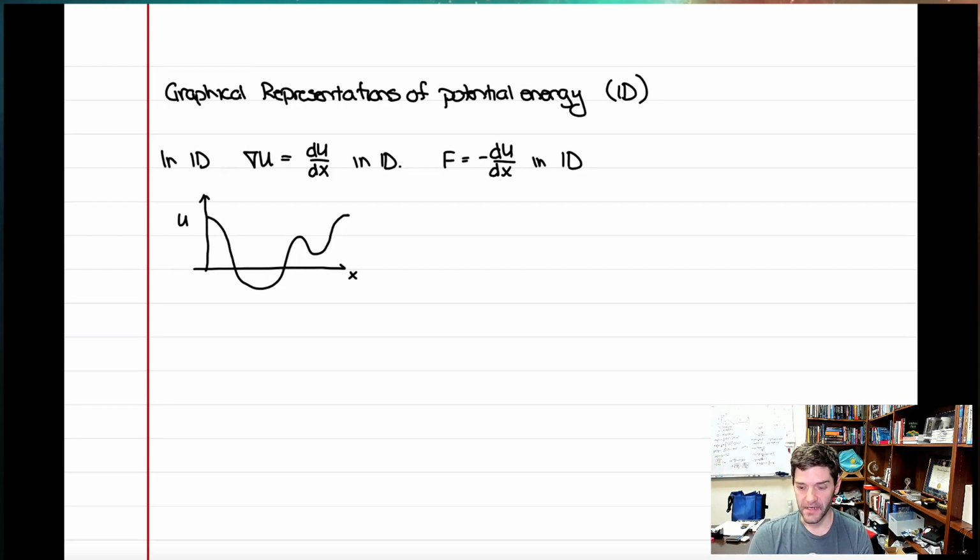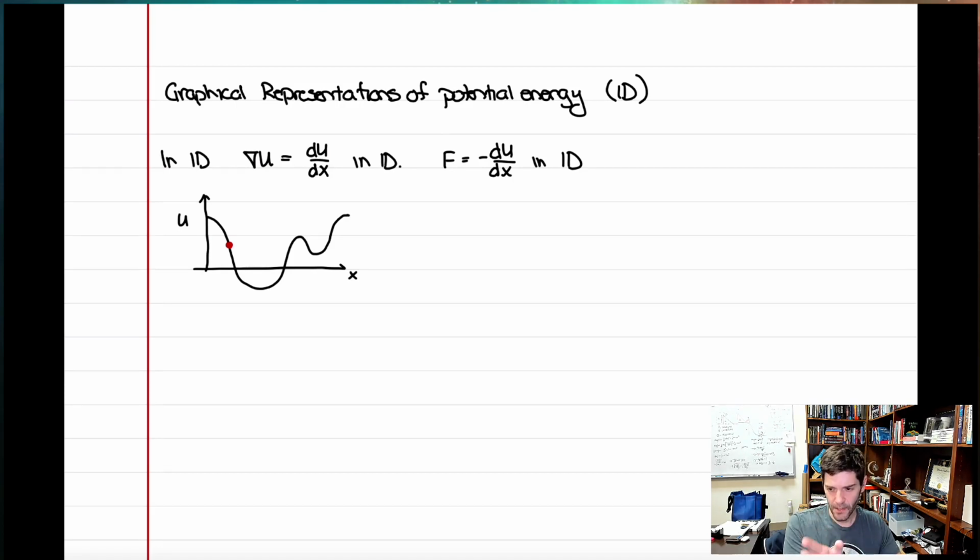I could ask myself what's going on at various locations. If I'm located here at some x value, the potential energy has a specific value. And while I was saying that the actual value of the potential energy doesn't have any physical meaning, because it has this arbitrary constant you can throw in, that arbitrary constant goes away when you consider derivatives.